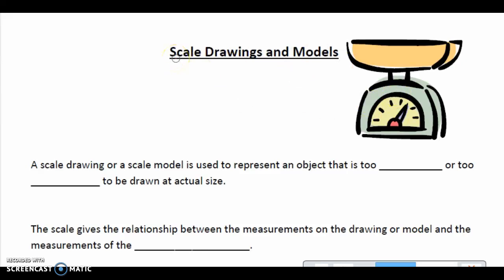Today we're talking about scale drawings and models. Make sure you have these notes and put your name at the top. Scale drawings just goes along with our proportional reasoning unit. I'm going to give you an example over here. I found these pictures.